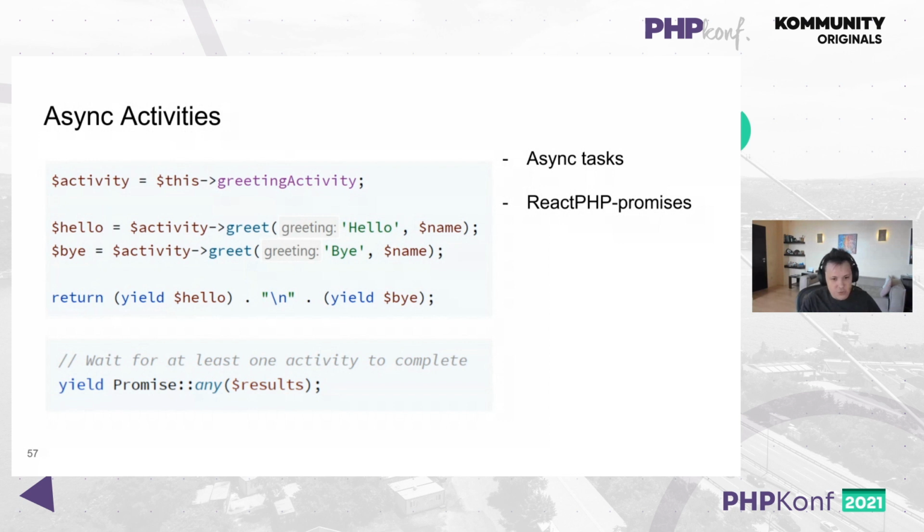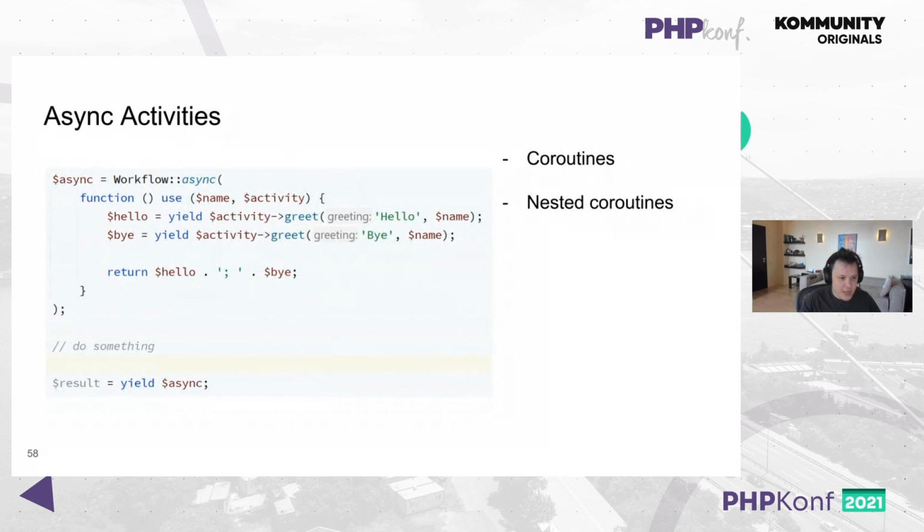You can also use React PHP primitives, and you can schedule a number of activities, let's say in an array, and then wait for any of them, or wait for all of them to complete. So feel free to use your own abstractions. We have coroutines. What you can do is create a function inside your workflow. It's called workflow async. And inside this function, you can use the same primitives like activities, passing variables, yielding, and waiting.